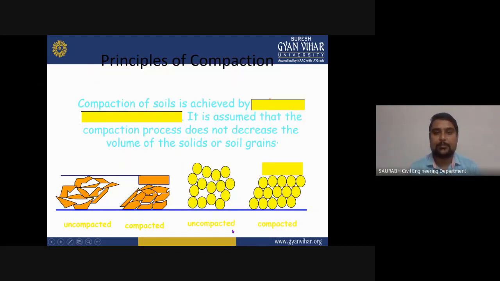Now we will see the principle of compaction. Compaction of soil is achieved by mechanical energy. It is assumed that the compaction process does not decrease the volume of the soil grains. As you can see here, this is the soil sample, where this is the uncompacted soil and this is your compacted soil, meaning there are fewer voids. This is uncompacted soil in rounded form, and this is your compacted soil, where you can see there are no gaps between the solid particles.